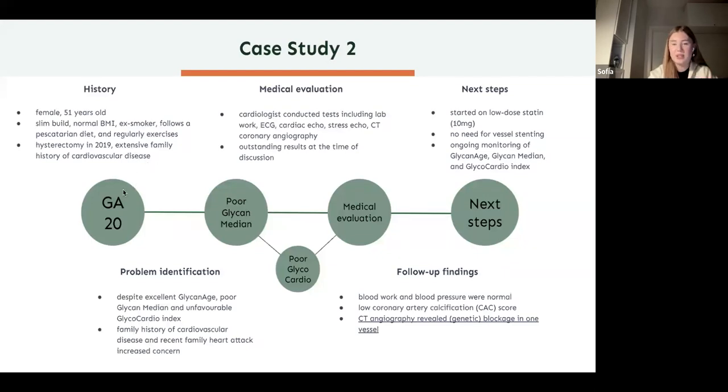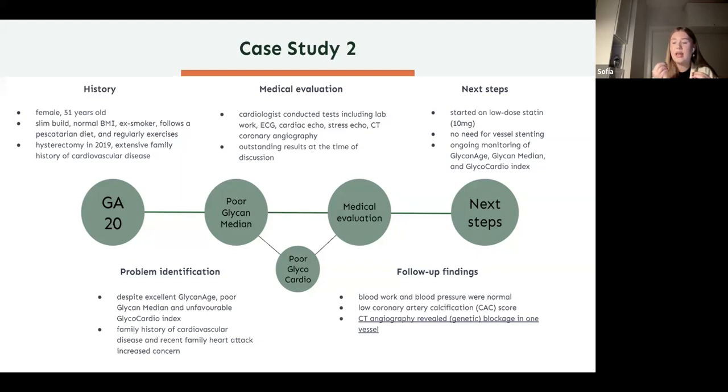So her GlycanAge was amazing. However, when we looked into the indexes, what we saw was a poor glycan median and an unfavorable glycocardio index. Now, I did not mention glycocardio in this presentation because this is not something that we are offering to all of our customers, but this is something that you can request from us if you have a client like that.